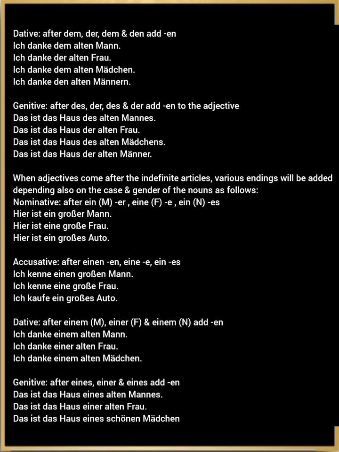Okay, let's now see the dative. Now in dative, as you know very well, we normally have dem, der, and dem. Plural is den. So in dative, after dem, der, dem, and den for plural, you're being told that we add en throughout. After dem, der, dem, and den, we add en to the adjective.